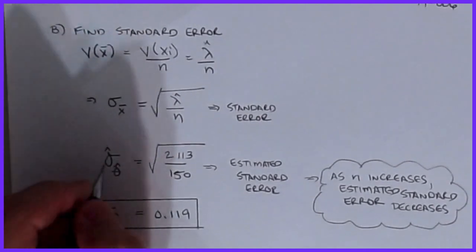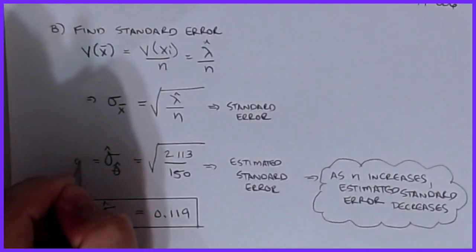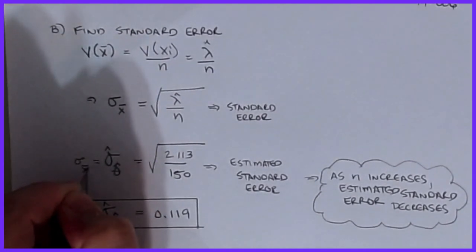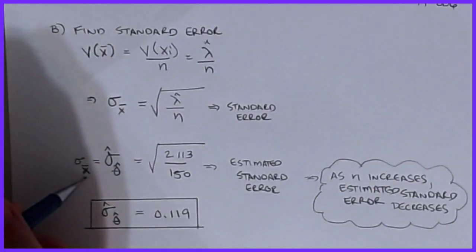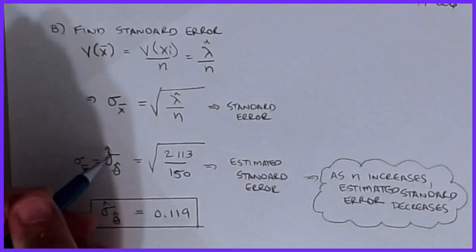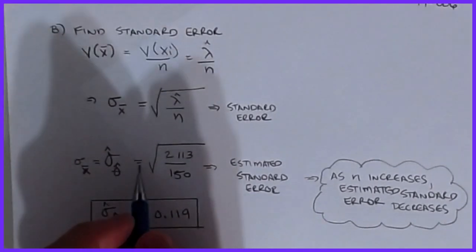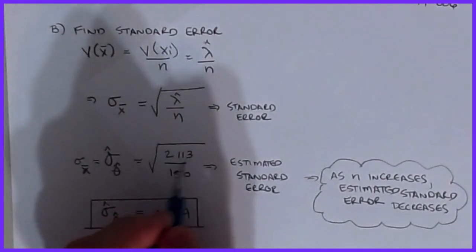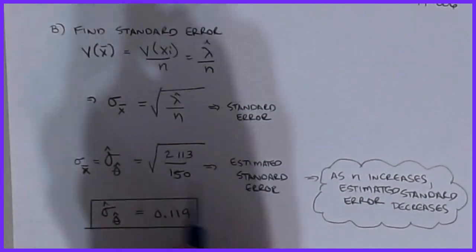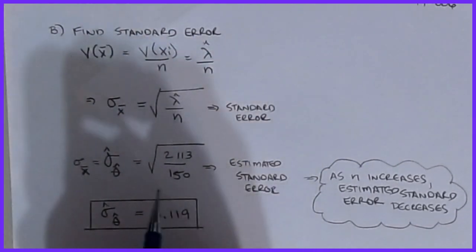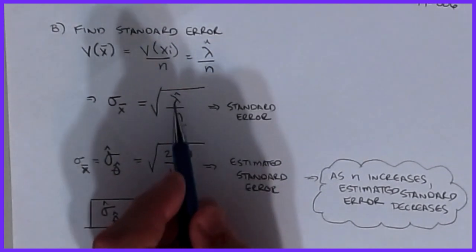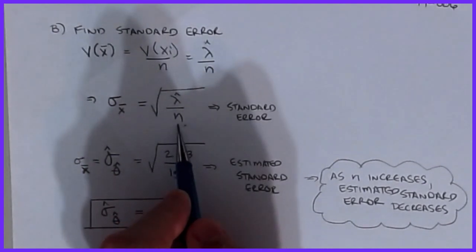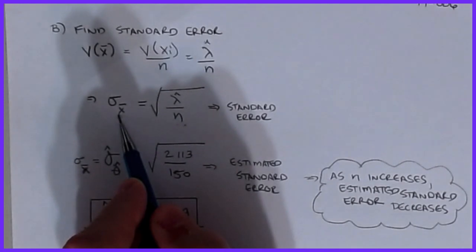I know we're writing this a lot of different ways, and I'm pretty bad about being consistent, even myself, but the standard error of x bar is the same as the standard error of my estimator. That would be the square root of 2.113 over 150 as my estimated standard error. The one thing you notice in this formula is that as I increase n, this gets smaller. If I put 1,000,000 in, this goes almost to 0.